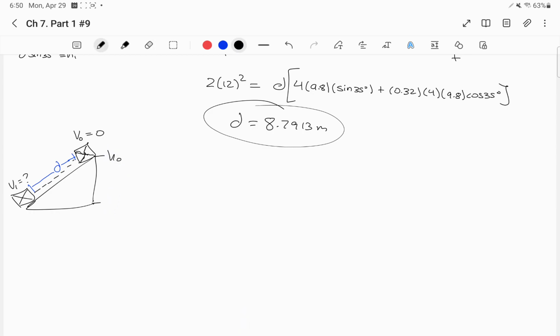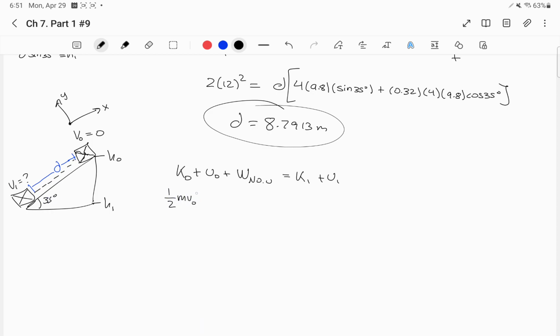In this case, the initial height would be where the object is, which is the block on the top. And the final height would be where we want to find its velocity. So placing the coordinate axis where the object is, we're going to use our equation that's k sub 0 plus u sub 0 plus w no u is equal to k sub 1 plus u sub 1. And remember that the angle is 35 degrees.